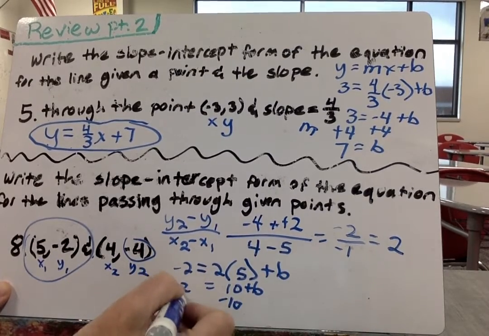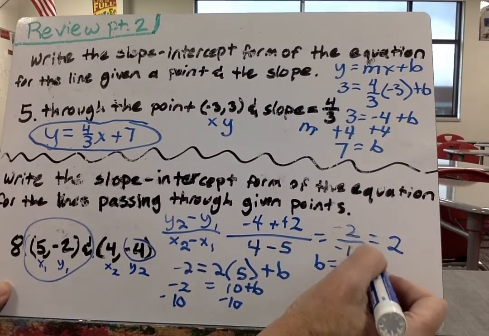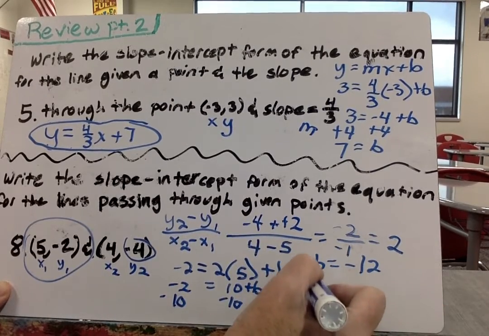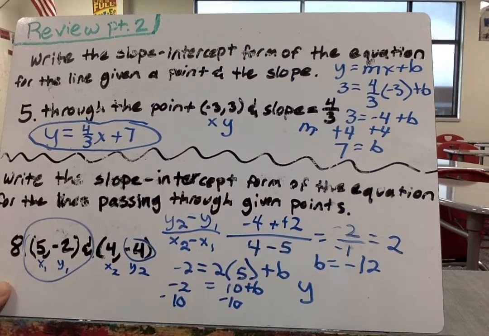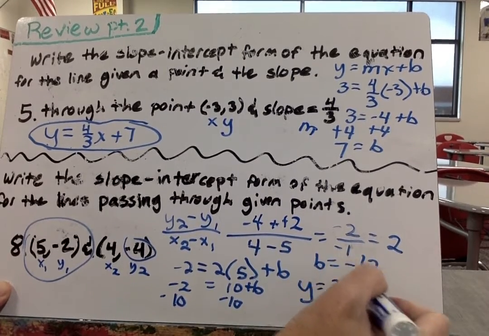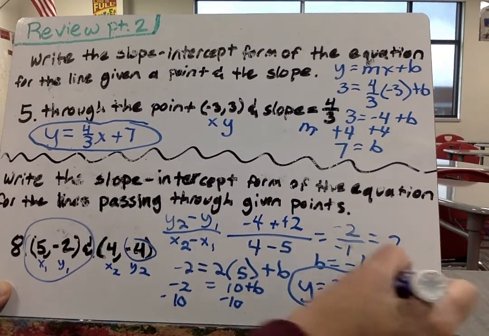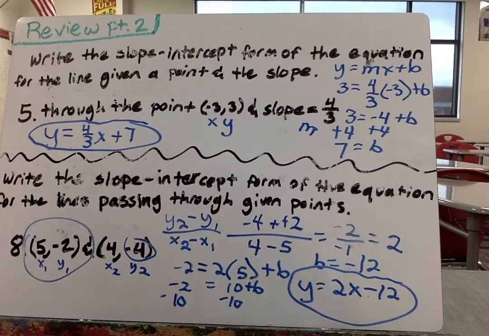close to the bottom, so hopefully you can see it okay. B equals negative 12. So then I write it in slope-intercept form. Y equals, our m was 2, x, and then plus b, which is a negative 12. And we're done.